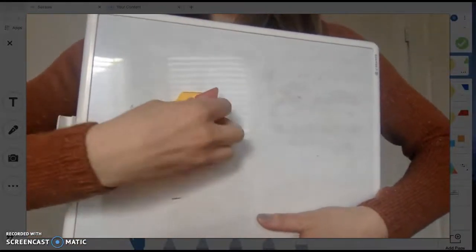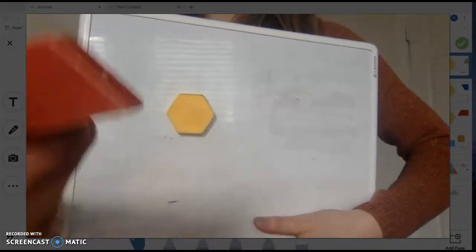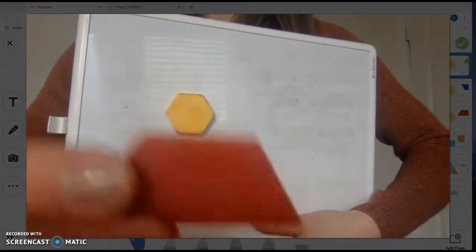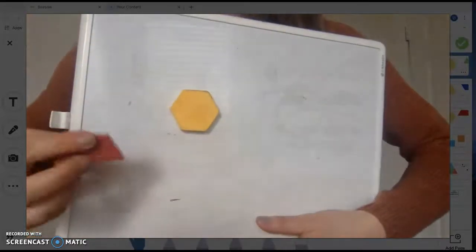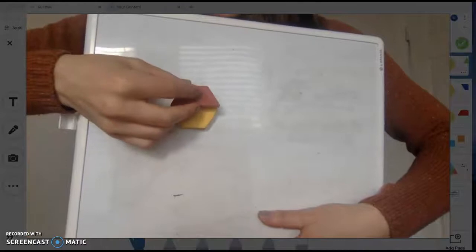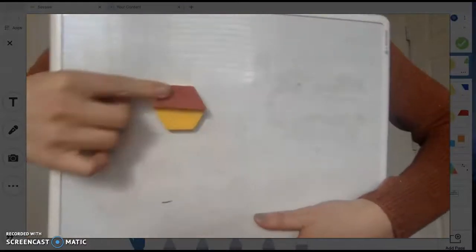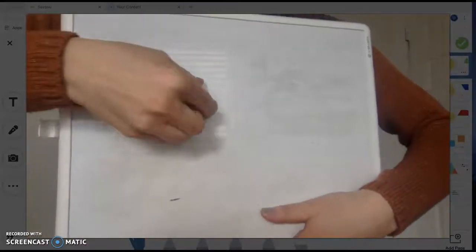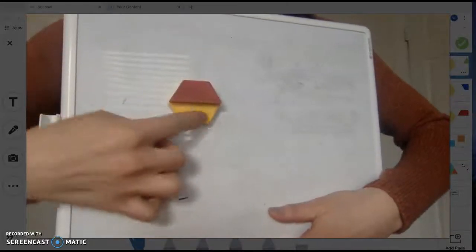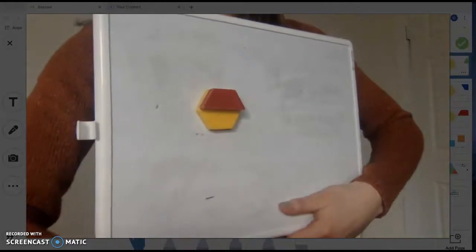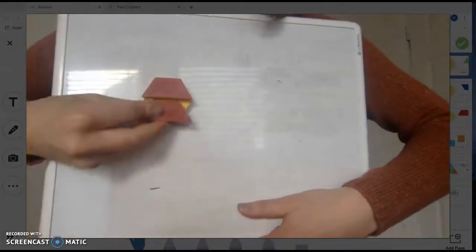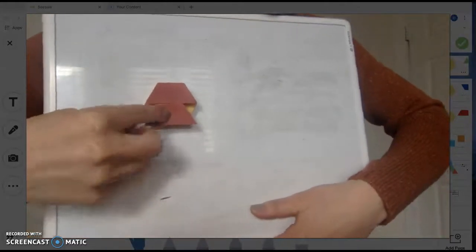Not quite. I'm going to try laying the trapezoid and match the sides up. So the sides of the trapezoid are going to match the sides of the hexagon. So if I put it right here, does one trapezoid make a hexagon? No, I have all this space still. What if I try one more? Does this make a hexagon?